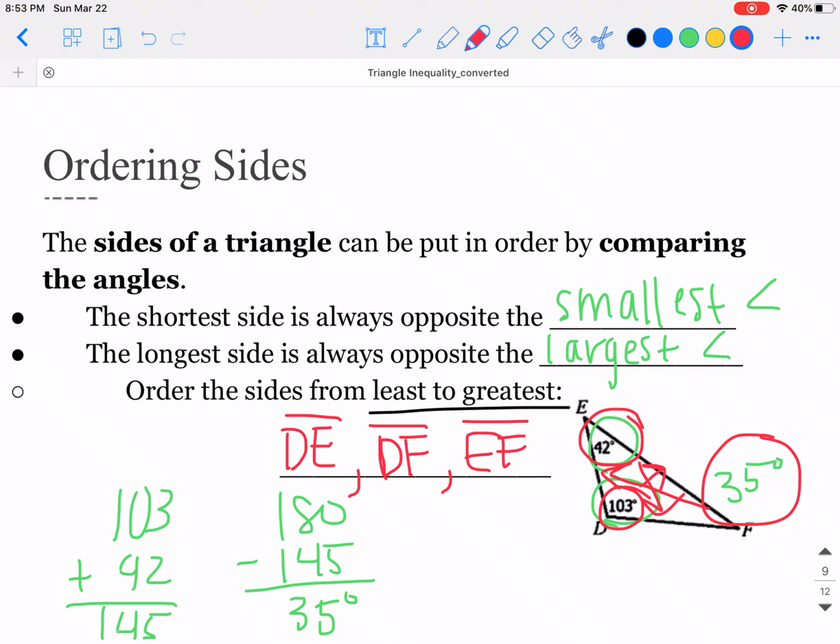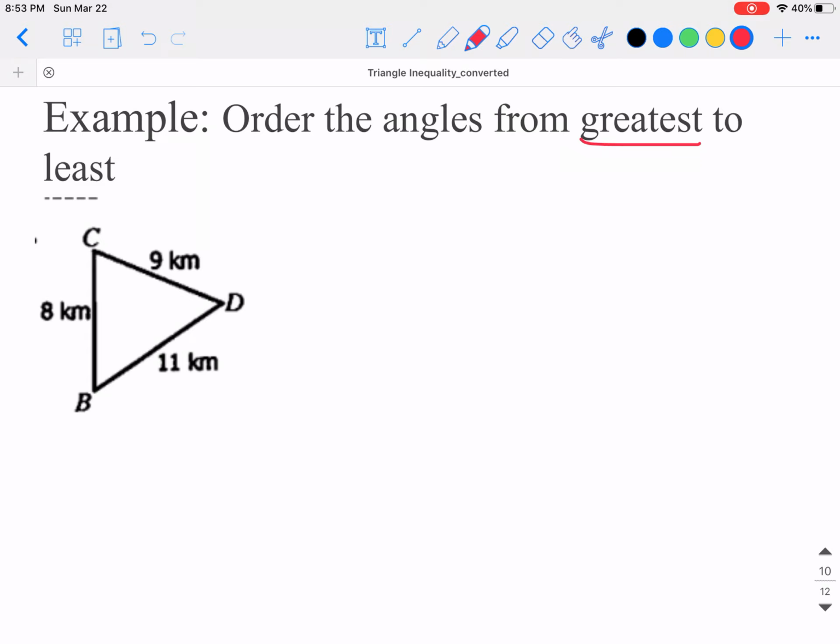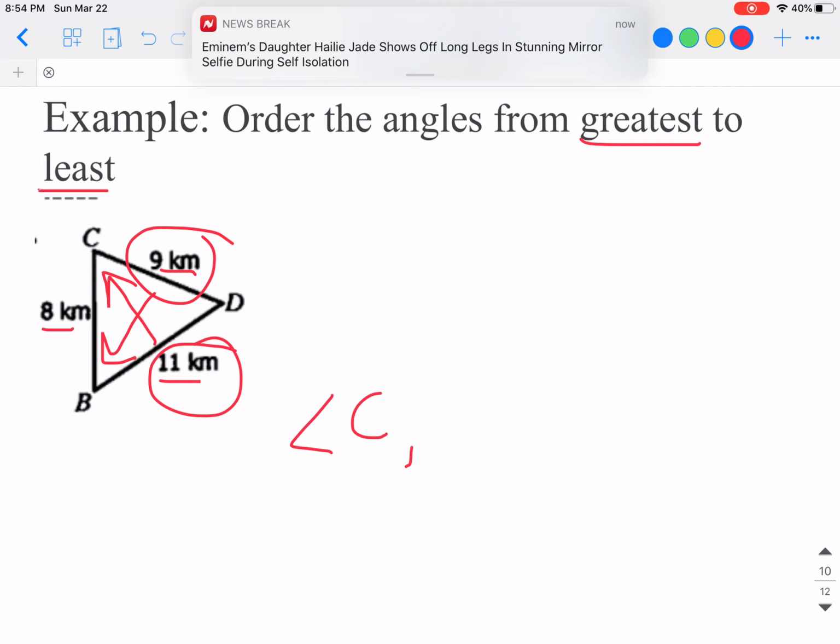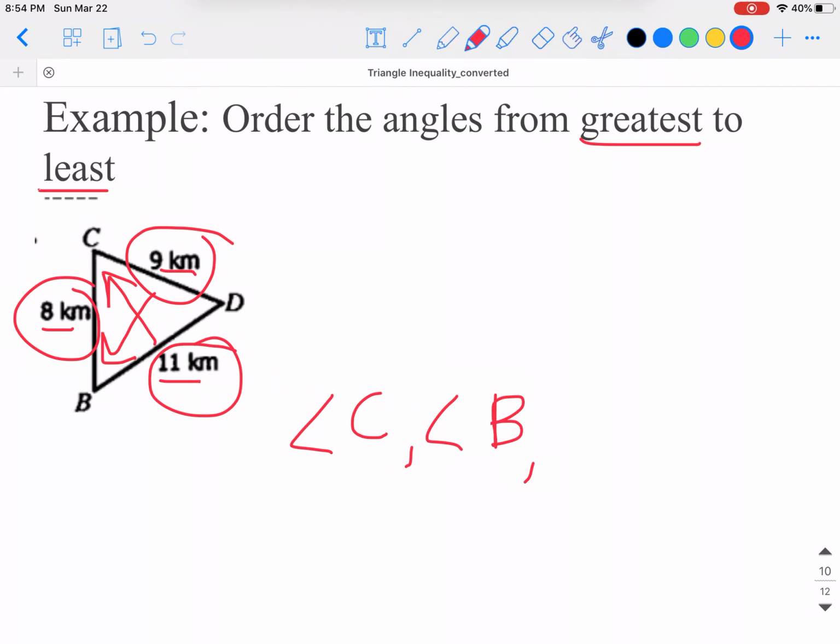So let's look at two examples, and then you're going to be on your own for the practice problems. First example, order the angles from greatest to least. So now we're going from greatest to least, which means we're looking for the longest side first. In this triangle, we have sides 8 kilometers, 9 kilometers, and 11 kilometers. The longest side is 11 kilometers, which means the largest angle is angle C. The second longest side is side CD, 9 kilometers, which means the second biggest angle is angle B. And the shortest side is CB, 8 kilometers, which means the smallest angle is angle D.